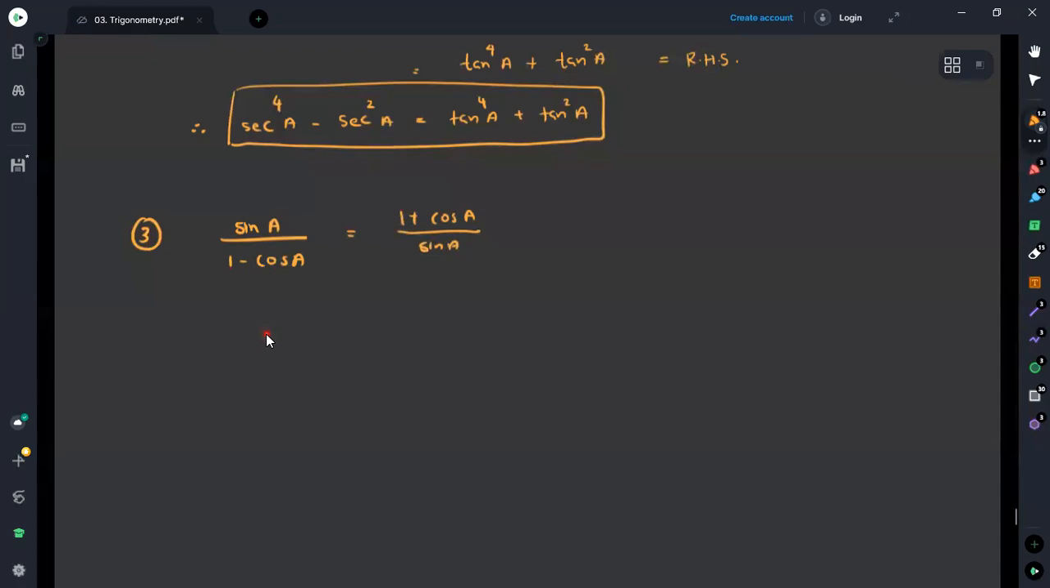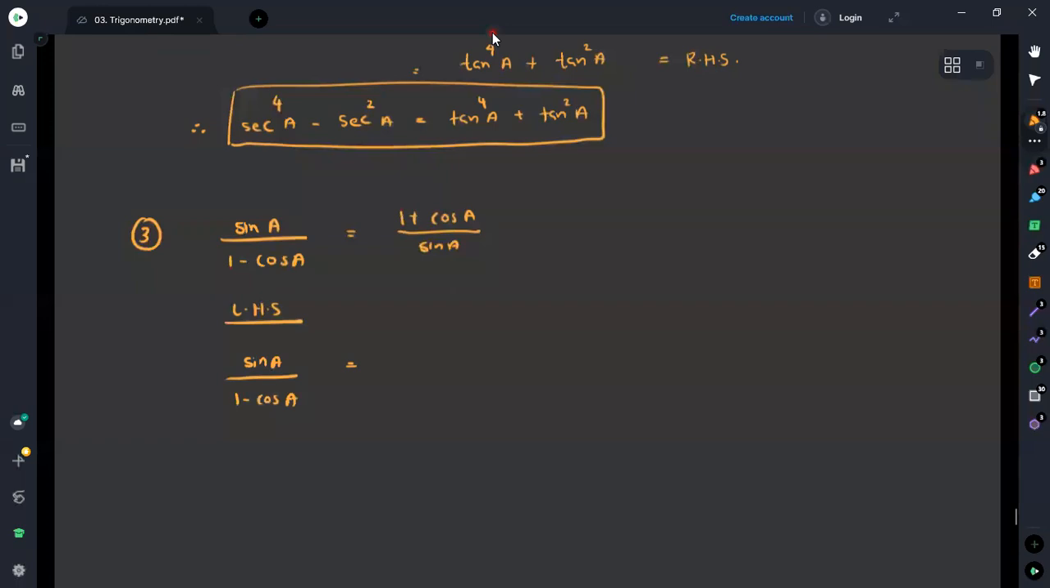Therefore, here also I will start from the left hand side. If you need, you can use the right hand side as well. But there is no hard and fast rule that you always have to start from the left hand side. Therefore, the left hand side of the equation is sine A divided by 1 minus cosine A. Using this, we need to prove that this is equal to 1 plus cosine A divided by sine A.